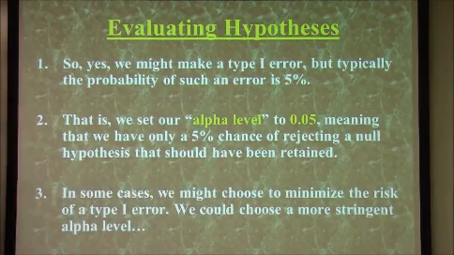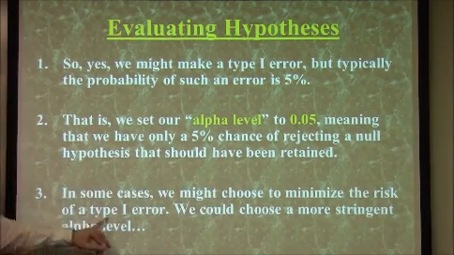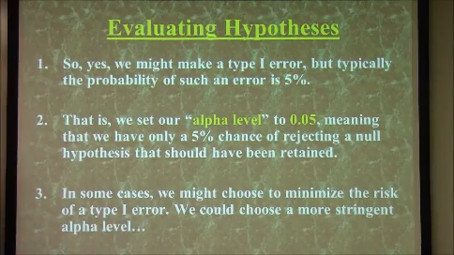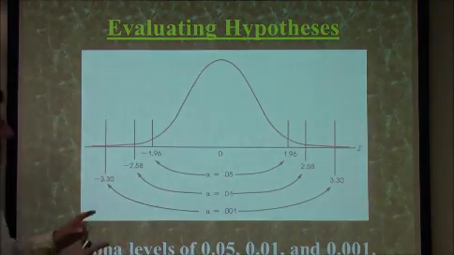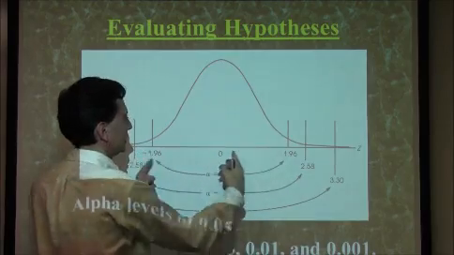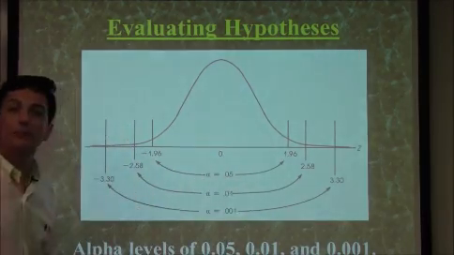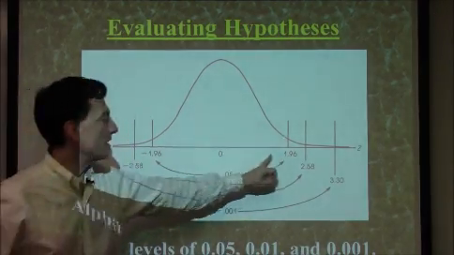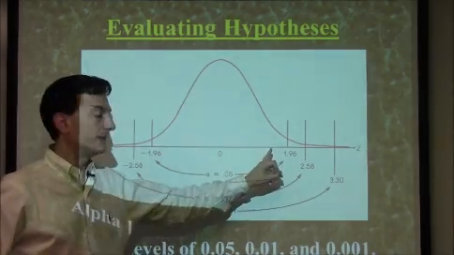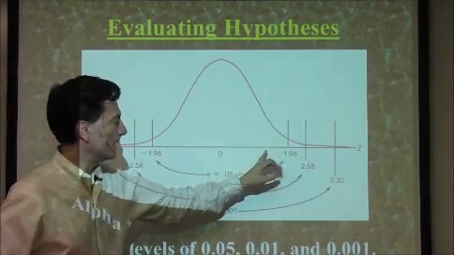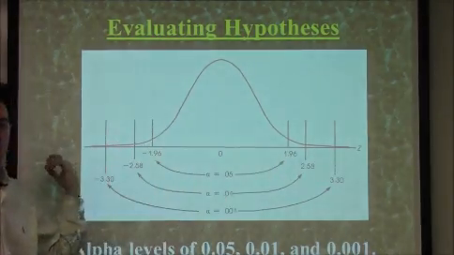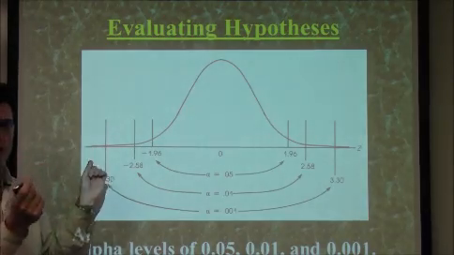Okay. In some cases, we might want to minimize the risk of a type 1 error. We could choose an even more stringent alpha level. So typically, we're using this range that corresponds to the alpha level of 0.05. So 95% of the scores are within the center of this distribution, and the 2.5% and 2.5% up that way make up the most extreme 5%.